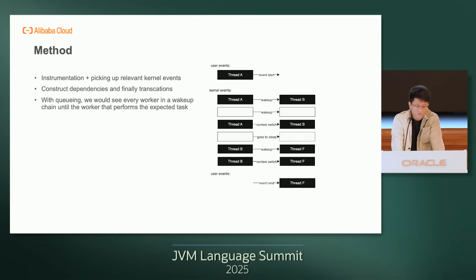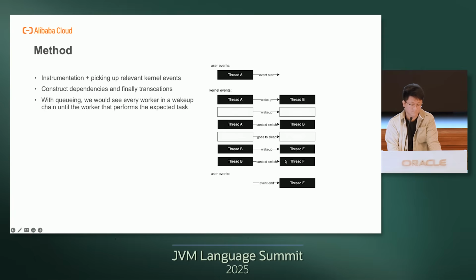And then finally, we will talk about our method, and it's actually very simple. It's just instrumentation plus picking up the relevant kernel events in the middle. So we have user-specified events, a starting point and an ending point, and we can pick up whatever happens in the kernel between these two events, and then analyze to find out what's relevant in the event.